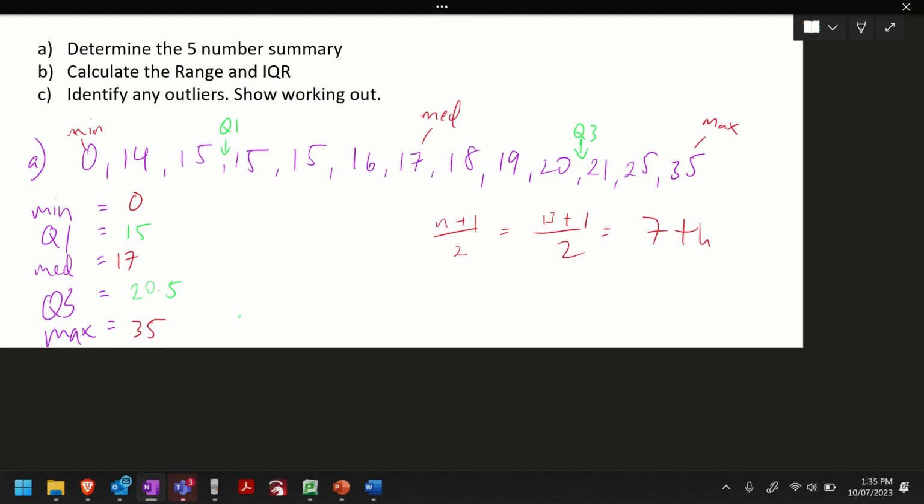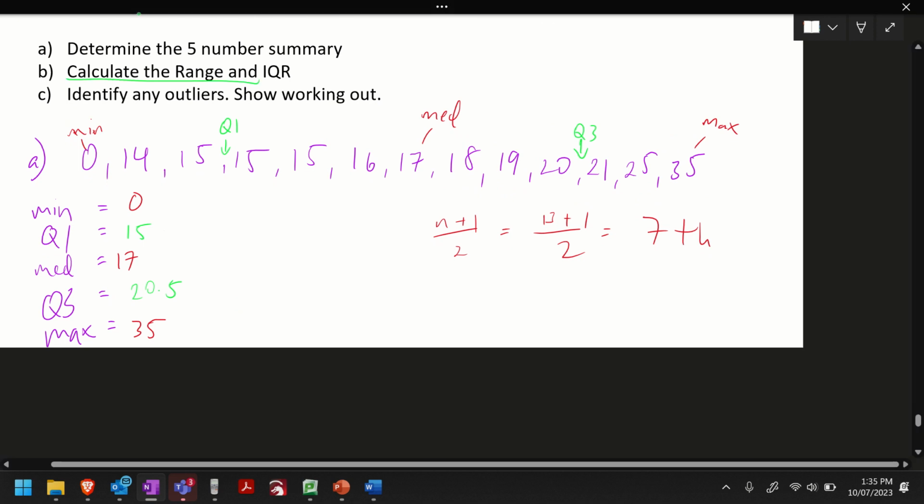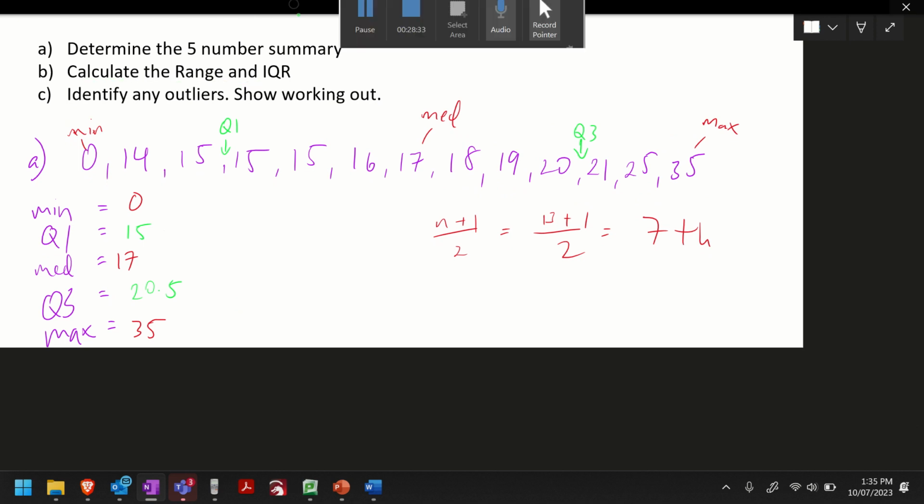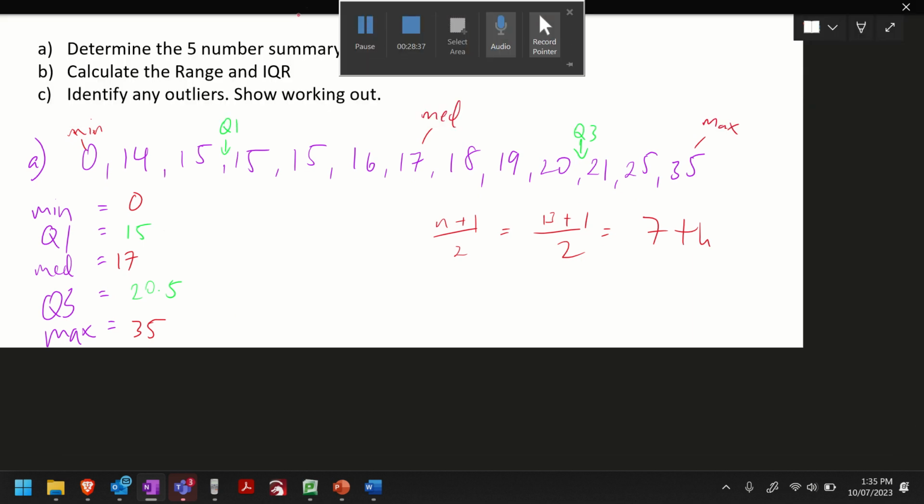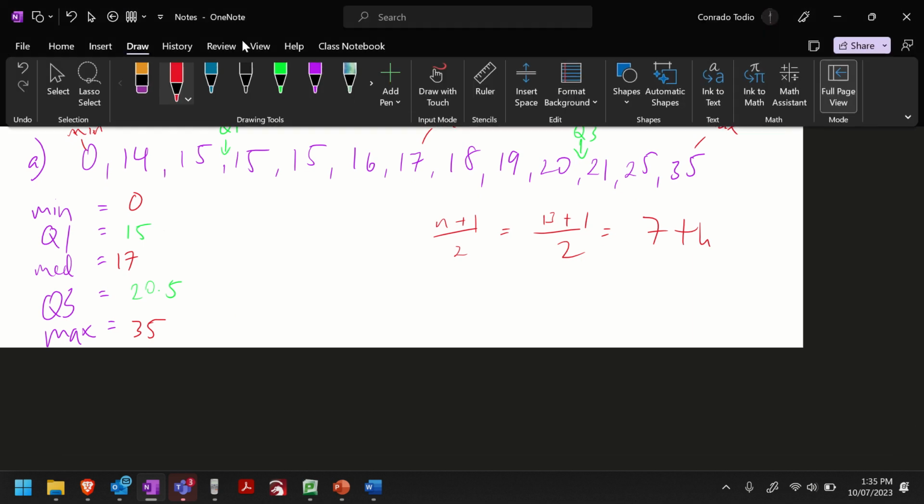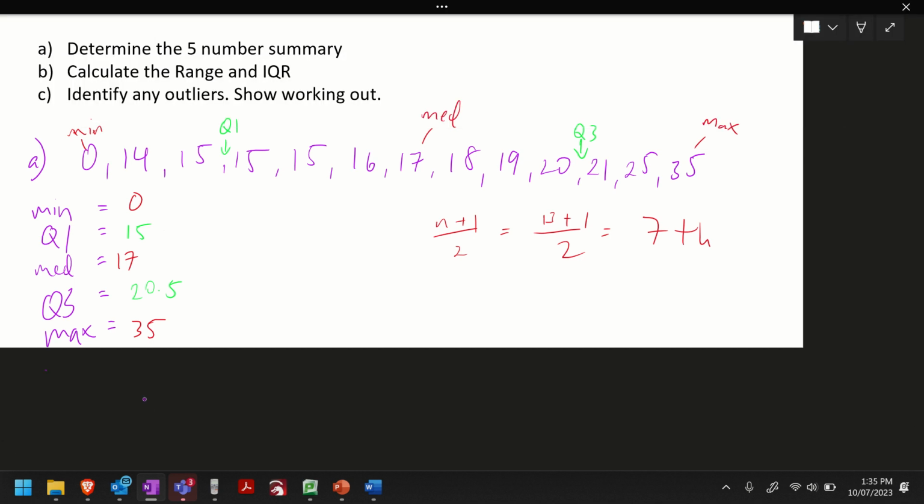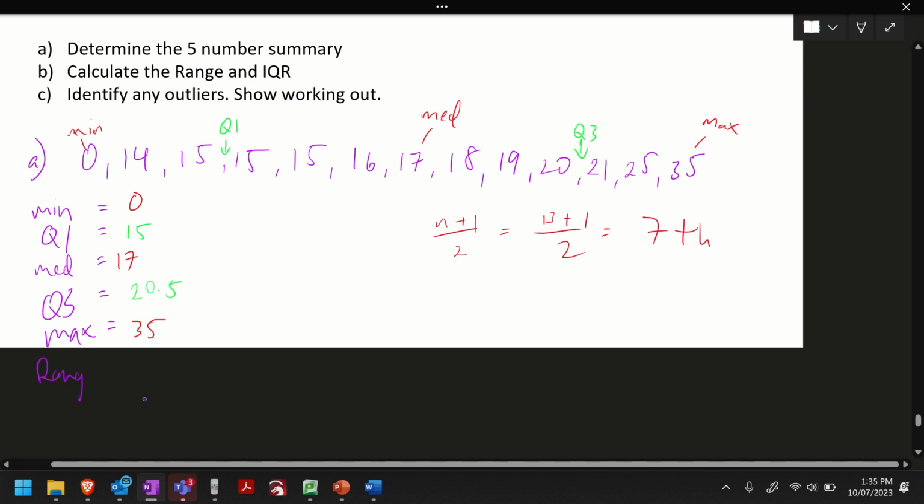Next question is part B. Calculate the range and the IQR. So we need to just find the range and IQR for this. I'm just going to write them down here. And this is how some year 11s actually like to do it. They like to just put it all together with the rest of the questions. So here, the range. The IQR is 5.5. Well, let's calculate it together, Donnie.